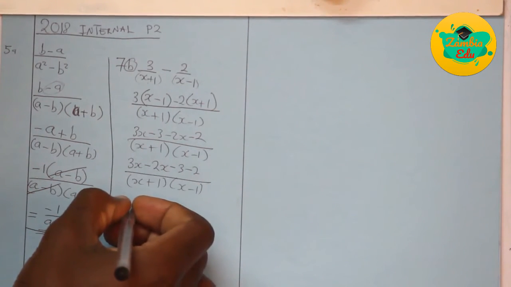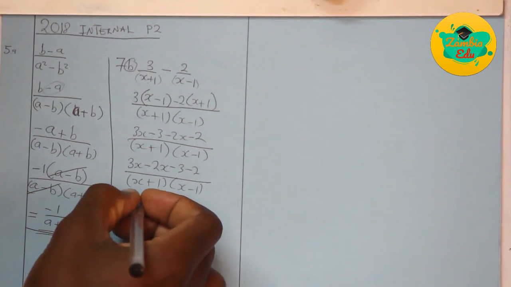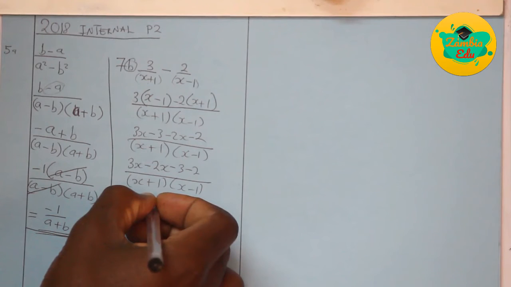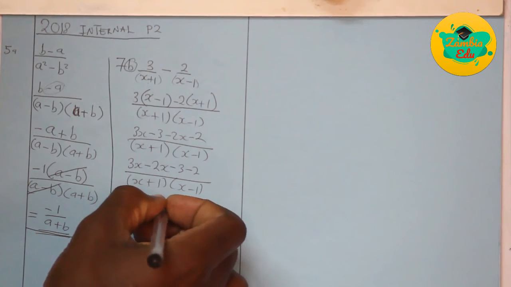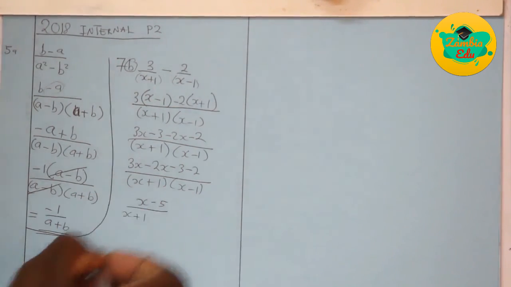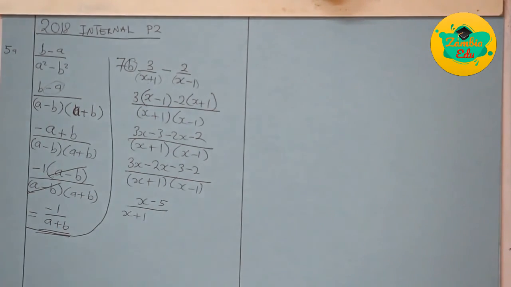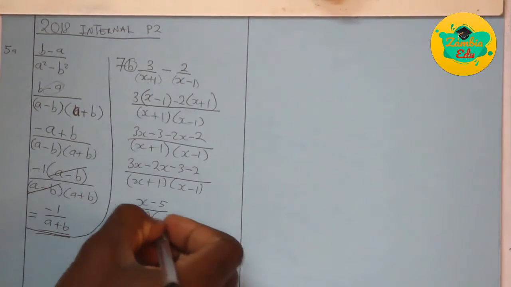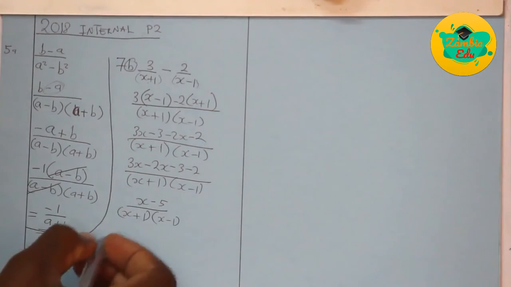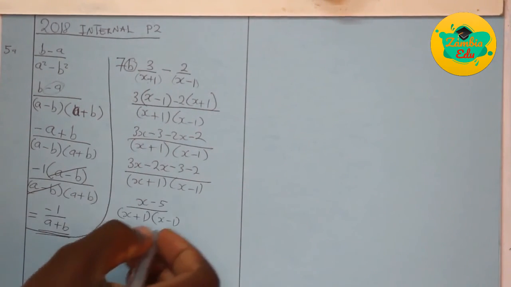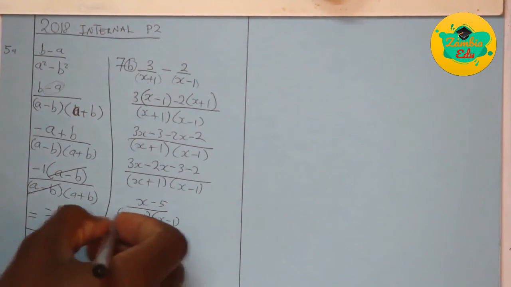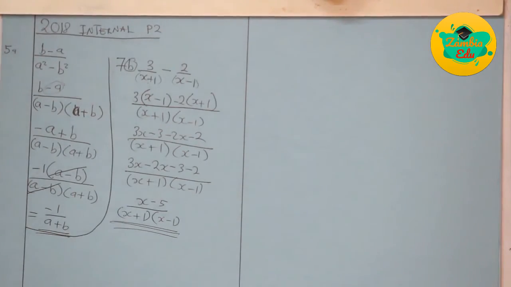Subtract that, we get x minus 5 over x plus 1, x minus 1. Nothing can be done on top there, nothing can be done down there, so this becomes our final answer.